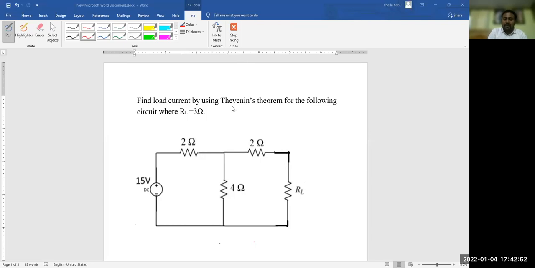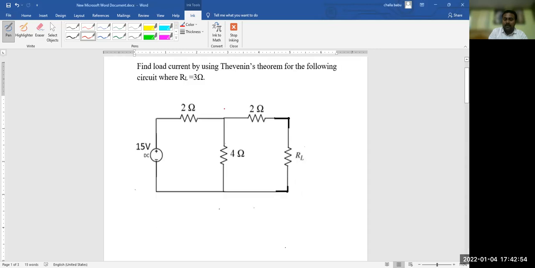Good evening. Today we are going to see the problem on Thevenin theorem. In this Thevenin theorem, we are going to find out the current flowing through the RL if the RL value is 3 ohm.